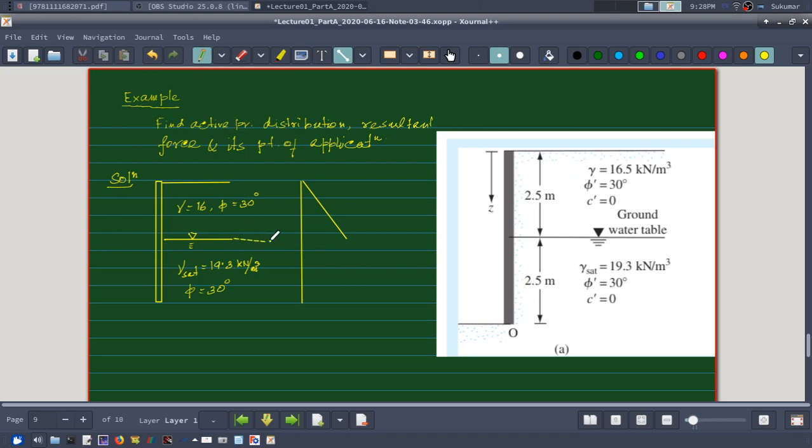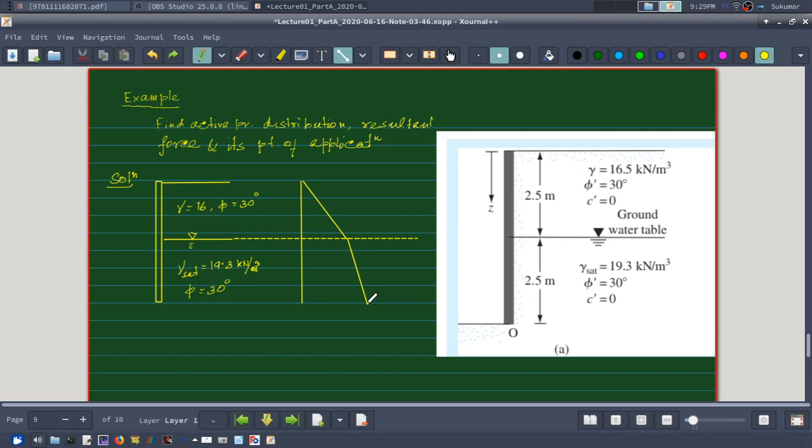Let me extend this line from here for ease of understanding, and then in this portion I will have to use gamma submerged. So there will be a change of slope. I do not know in which direction the slope will move, but let me assume that since gamma submerged will be less than gamma, the rate of change will decrease. The slope will decrease, right?